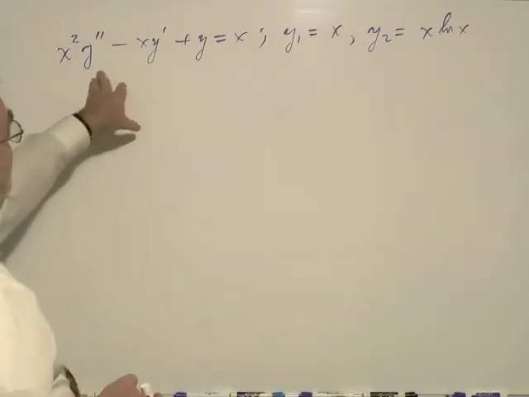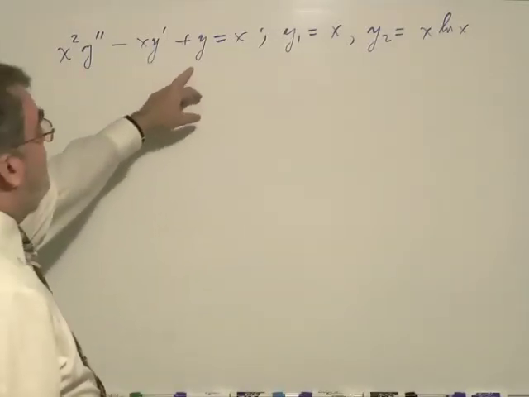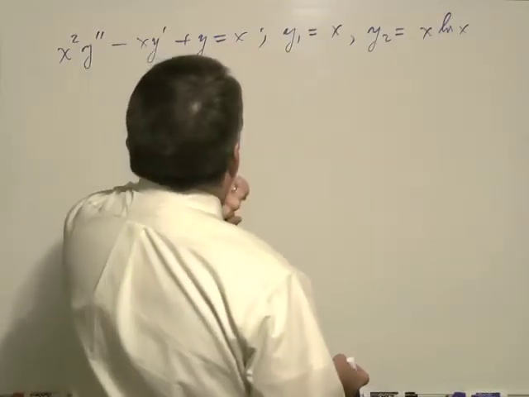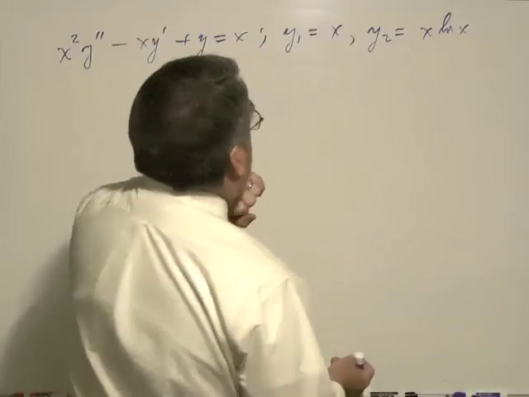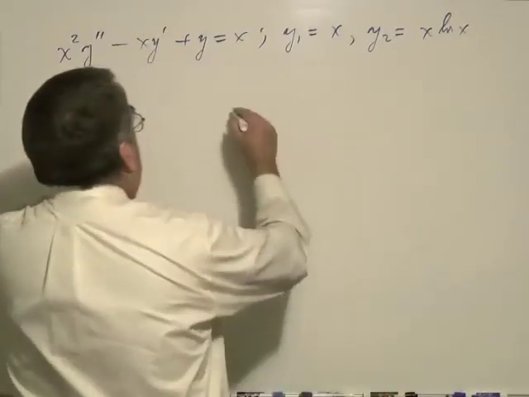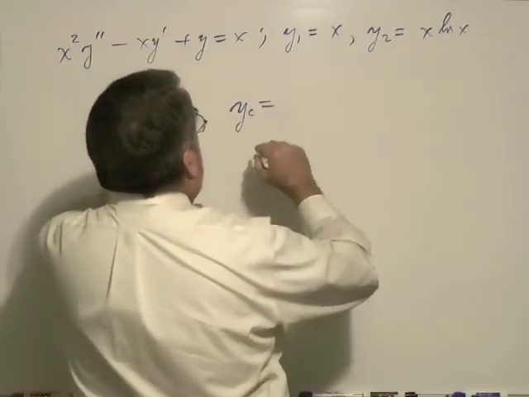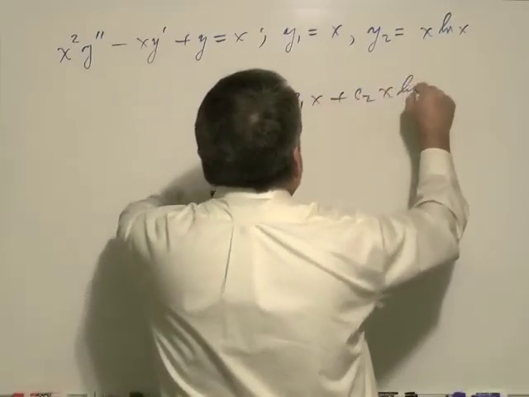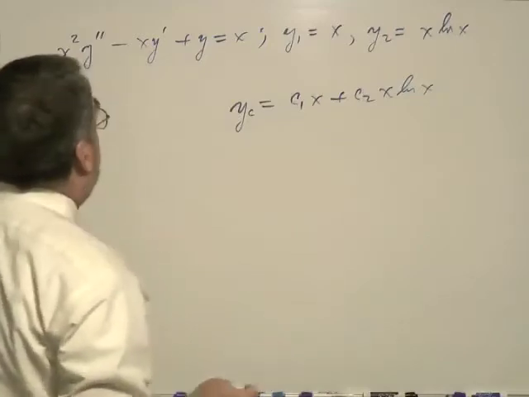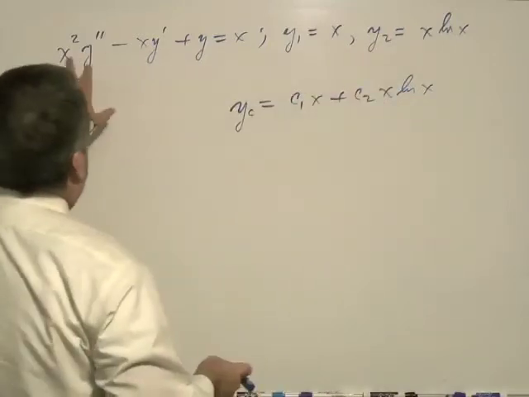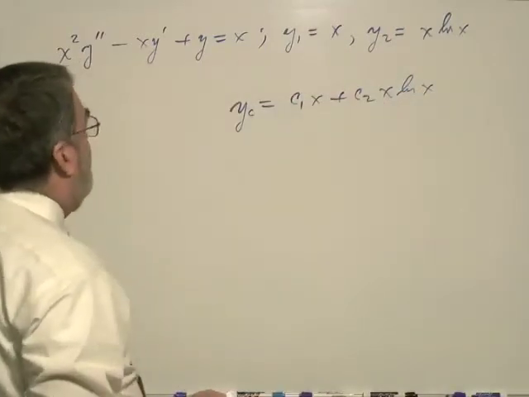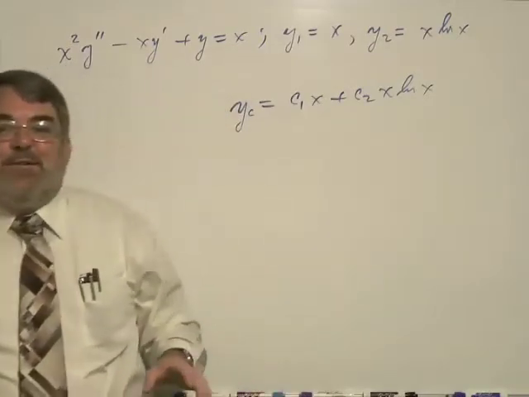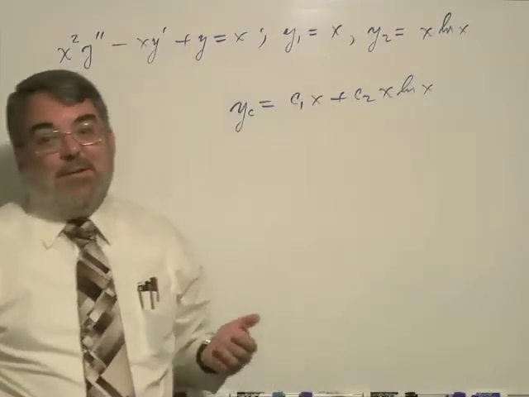x squared y double prime minus x y prime plus y equals x, semicolon. And then they gave you basically the complementary solution. y complementary would be c1x plus c2x natural log of x. In other words, if we plug either of these into here, we should get 0. And so here's a second order linear differential equation with non-constant coefficients.